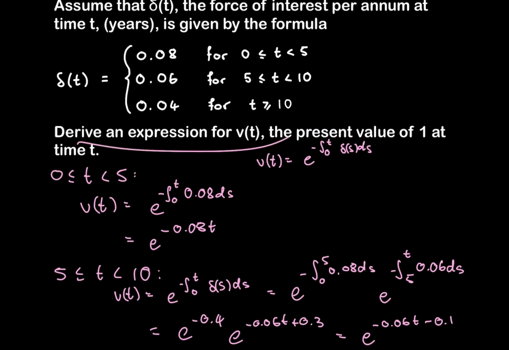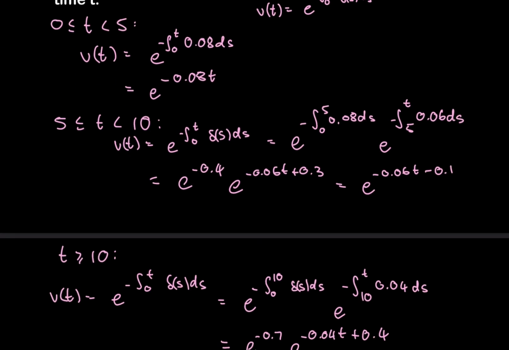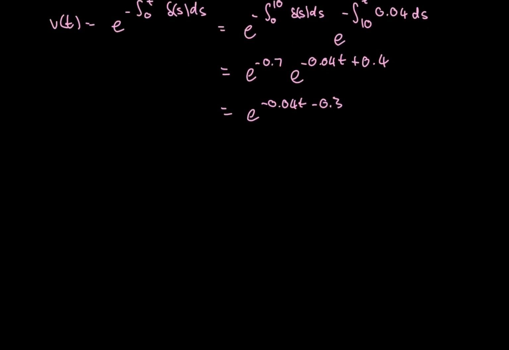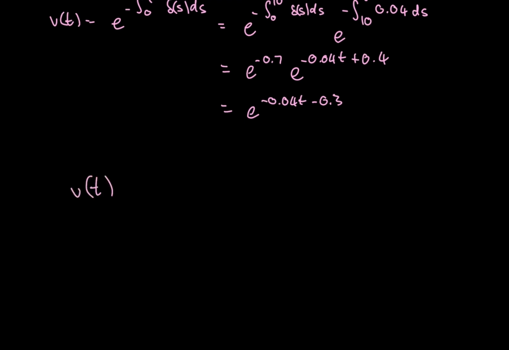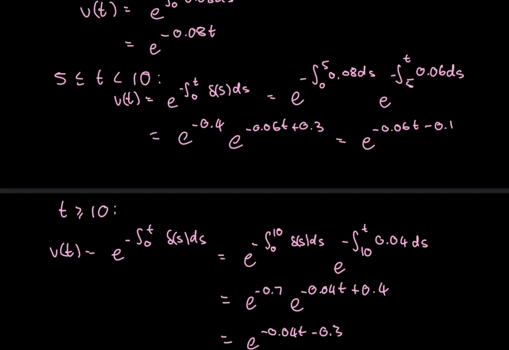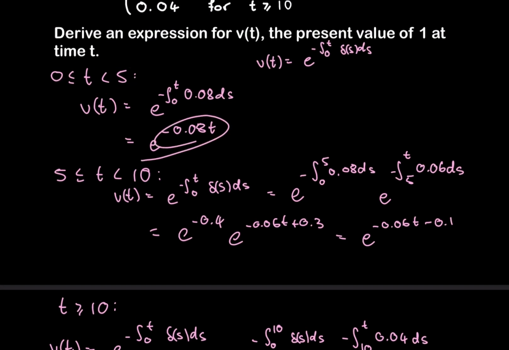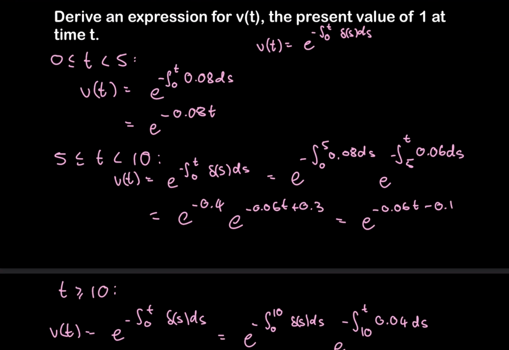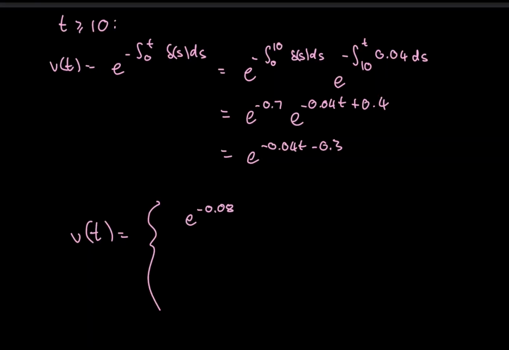So we're not done here. We were asked to derive an expression for v of t, but this is all over the place. We have part of our answer over here, part of it over here, and part of it over here. So let's just bring this into one piecewise function. So we have v of t is equal to, between 0 and 5, e to the negative 0.08t. And that was for t between 0 and 5, so we say for 0 less than or equal to t less than 5.